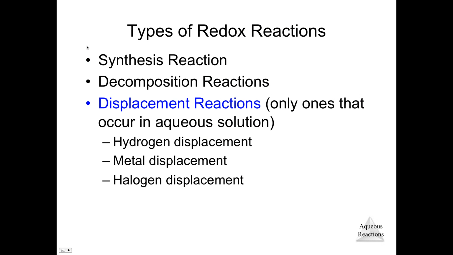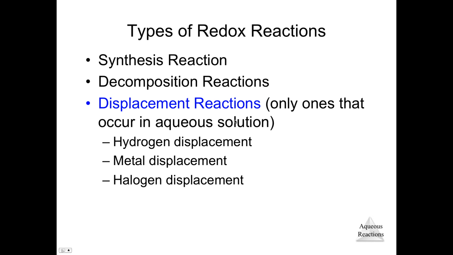All right, so there's 3 main types of redox reactions. There's the synthesis reaction or combination reaction, like you saw at the beginning of the presentation. There's decomposition reactions, so a single compound breaking down into 2 or more. There's also combustion reactions. Combustion are actually a really important type of redox reactions, but we're not going to talk about combustion reactions in this chapter.